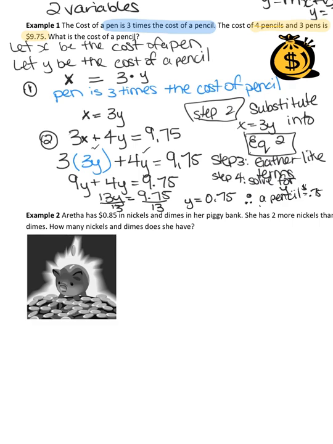And one pen, because we said a pen is 3 times the cost of a pencil, now we have to do a pen, and you're going to do 3 times 0.75, which is going to equal 2.25. So I'm running out of room there, sorry. Okay, so this is kind of how we solve this.